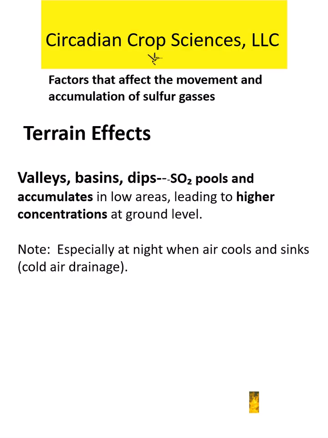So we know that sulfur is heavier than air. So if it's not disturbed by wind or convection, it's going to pool and accumulate in low areas, leading to higher concentrations at ground level and in these low areas. This is especially true at night when air cools and sinks. And so air itself, everything is draining towards low spots.